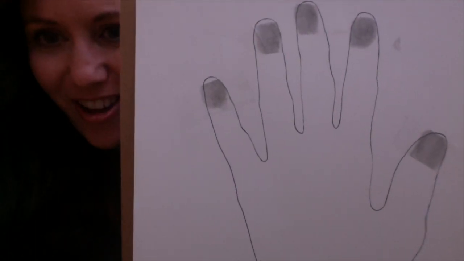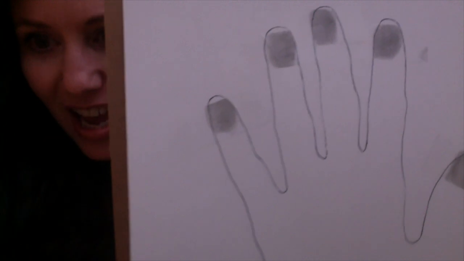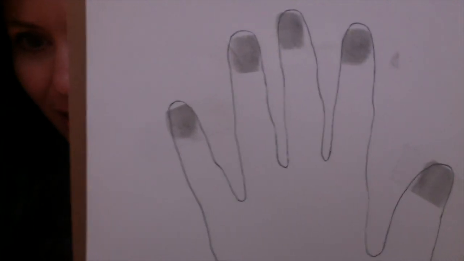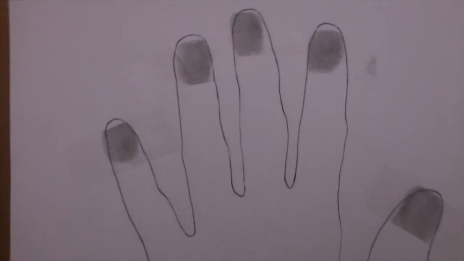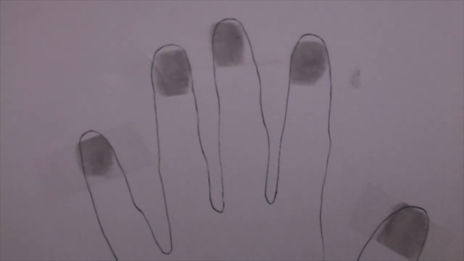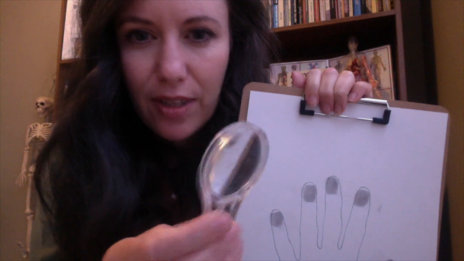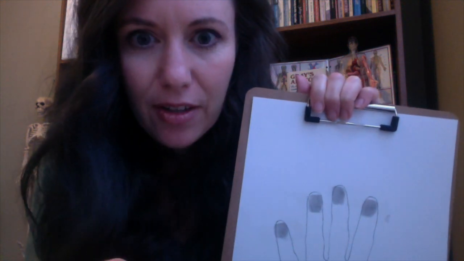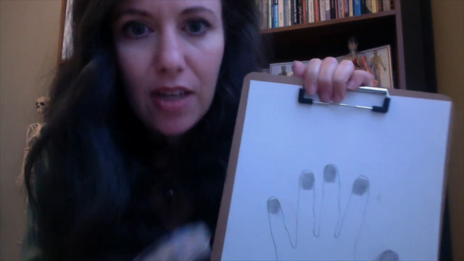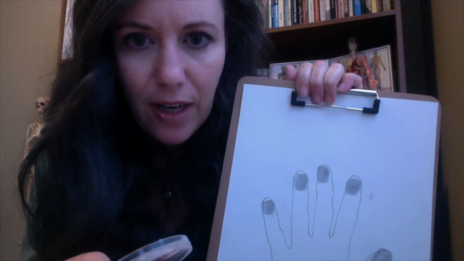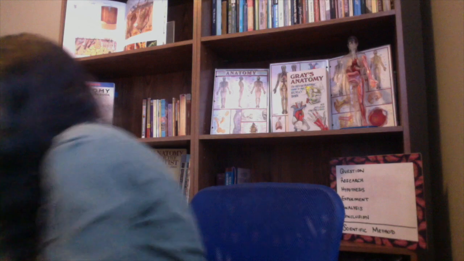Here are my results, all 5 fingers. Now, we're going to look at these even more closely now that we have our fingerprints down. We're going to look at them with a magnifying glass so we can look and see what the patterns look like on your fingers. Do they look the same or do they look different? Now, remember the different types I showed you in the book before? Let's get those out again.